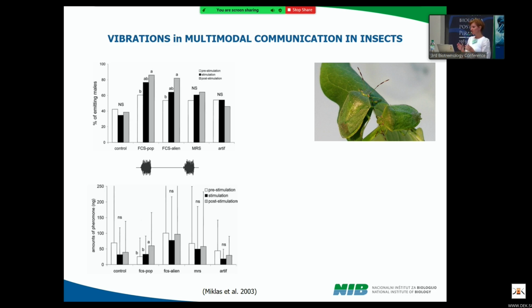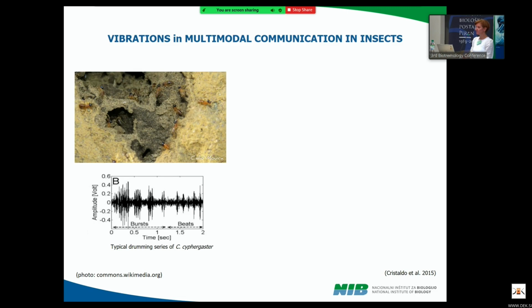Because their pheromone is combined from different components, and the ratio of the components changed after they were stimulated with male rivalry song. And on the other hand, as you can see in these last bars, the production of pheromone didn't change when males were stimulated with artificial or white noise. A similar positive feedback between chemicals and vibrations was also demonstrated in termites.